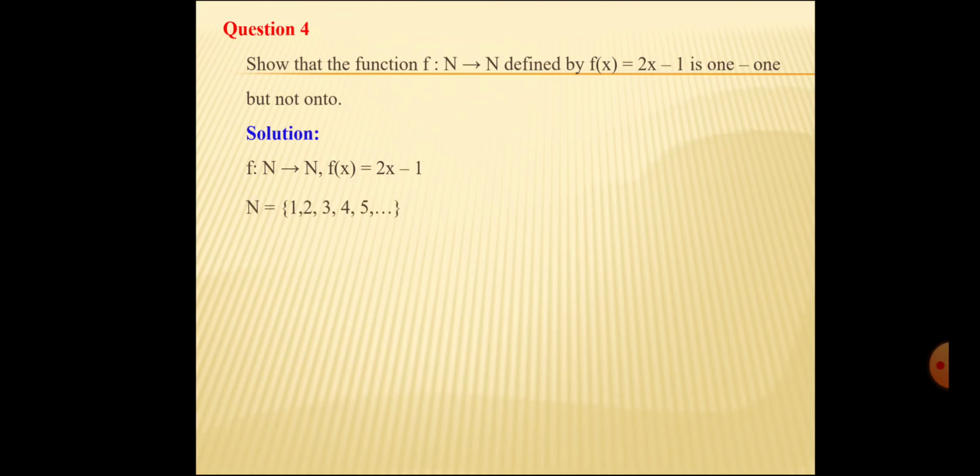N is equal to 1, 2, 3, 4, 5, etc. You want to substitute first 1. So 2 into 1 minus 1, so 2 minus 1 is equal to 1. Next you substitute 2. 2 into 2 minus 1: 2 2s are 4, 4 minus 1 equal to 3. Next you substitute 3. 2 into 3 is 6, 6 minus 1 is equal to 5. Next you substitute 4. 2 into 4 is 8, 8 minus 1 is 7, etc.